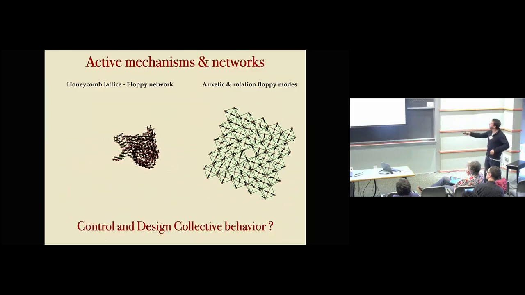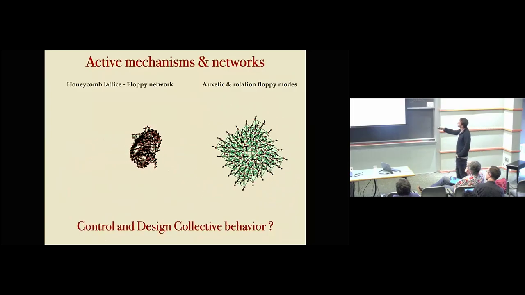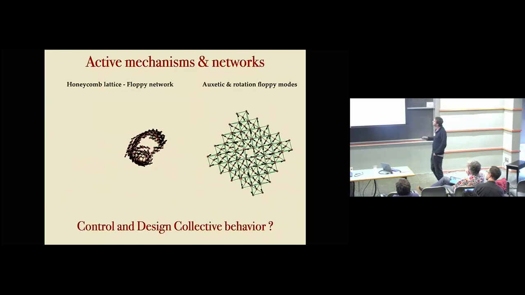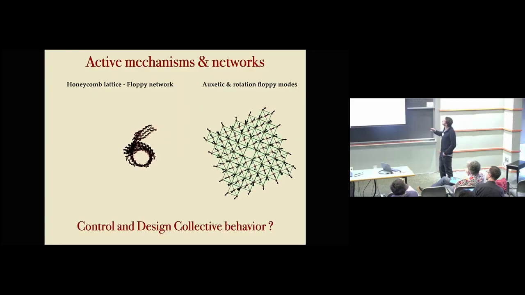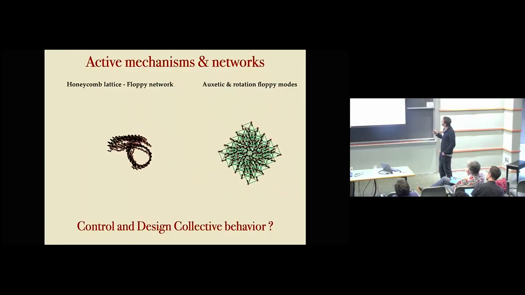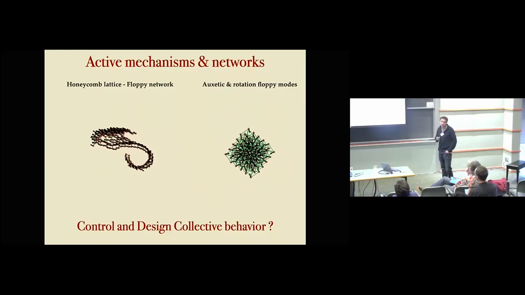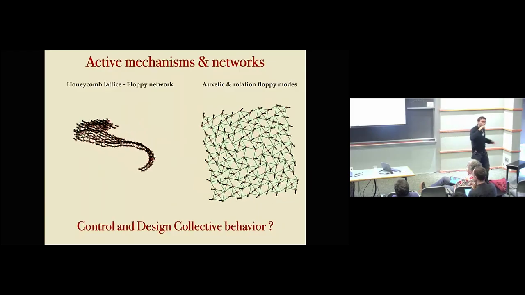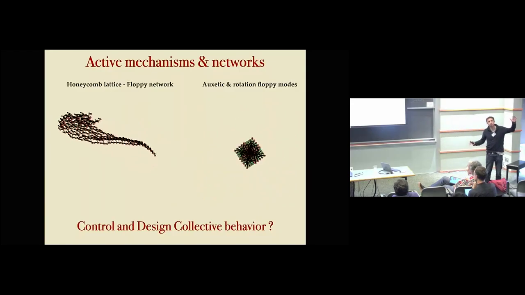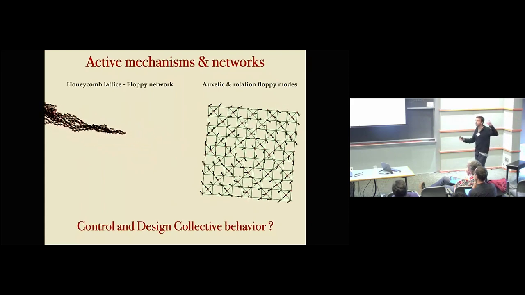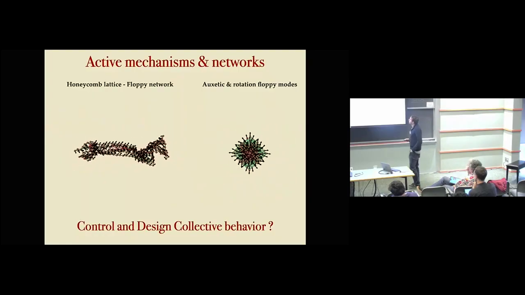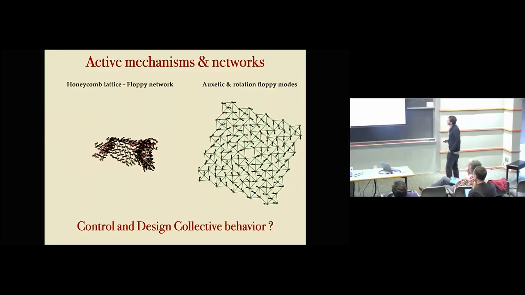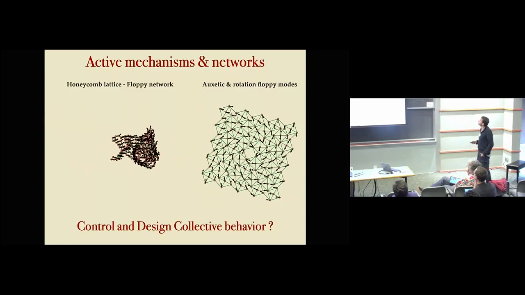This one here is a honeycomb lattice. We have plenty of different floppy modes, and the dynamic is rather complicated. This one here is also a very interesting one, and I will come back to it. This is a system that has two floppy modes: one that is rotational, another that is auxetic. That means that the system can contract or expand without changing the length of the bonds. Okay, so can we control and design this collective behavior? That is what I wanted to know.